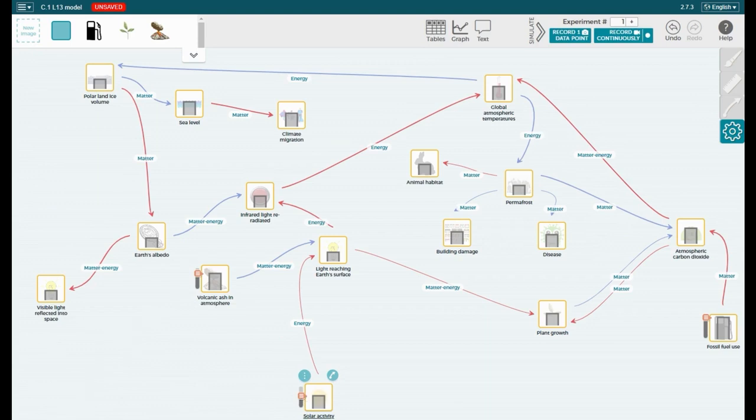In this way, we can run experiments in which one of these components with a slider is an independent variable, and all the other components that we can measure are dependent variables.